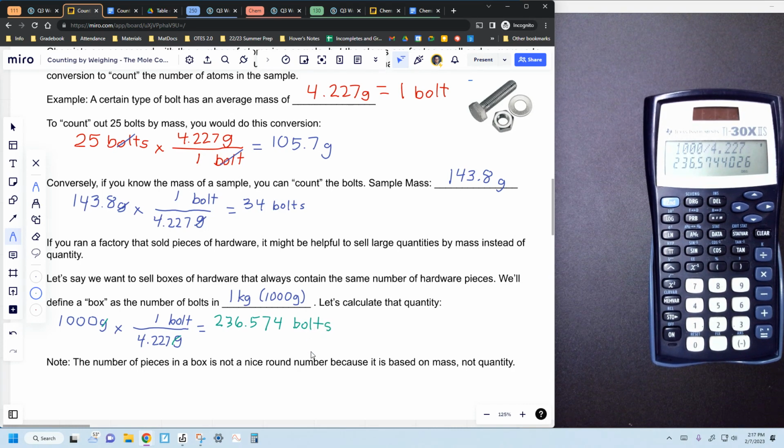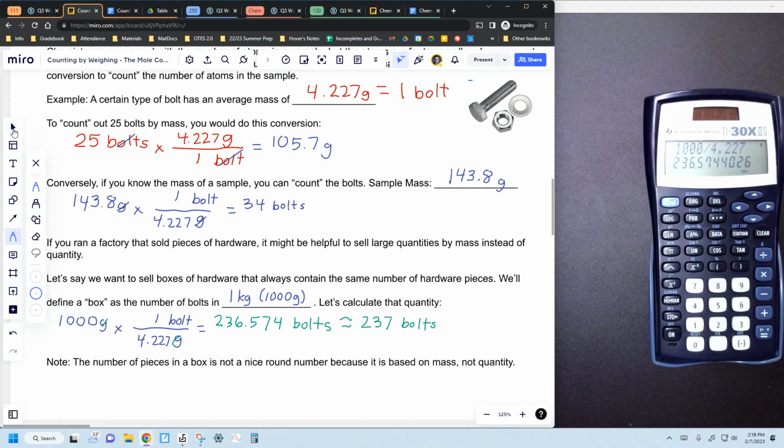I can't have a partial bolt, right? Again, it would have been really nice if it came out to be like 236.9, but I'm going to round it and say, in a roundabout way, I'm going to define a box of bolts as containing 237 bolts. Because that's the closest I can get to a whole bolt, right? Now again, not a nice round number because I based it on a nice round mass. I didn't base it on a nice round number, so I wouldn't really expect it to be a nice round number.